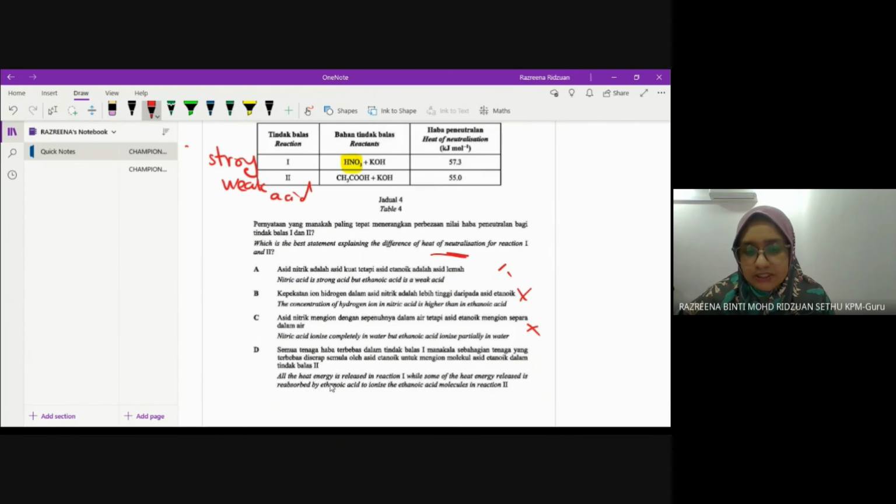Finally, all the heat energy is released in reaction 1, while some of the heat energy released is absorbed by ethanoic acid to ionize the ethanoic acid molecules, because they ionize partially. So the heat energy is used to ionize it. So the answer is D.